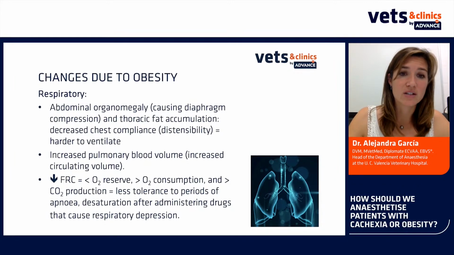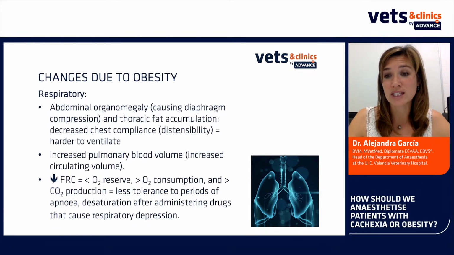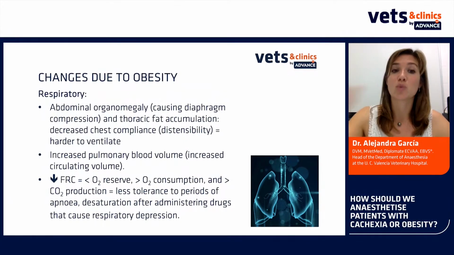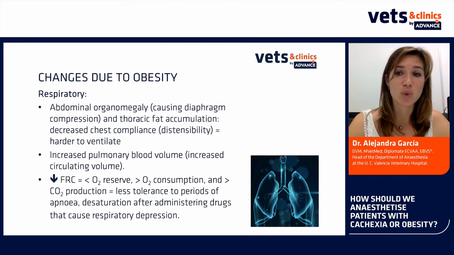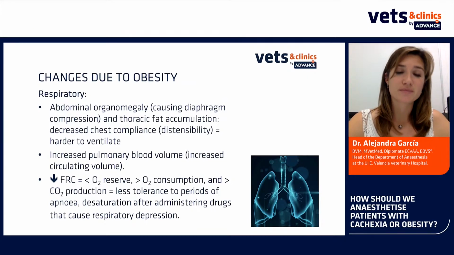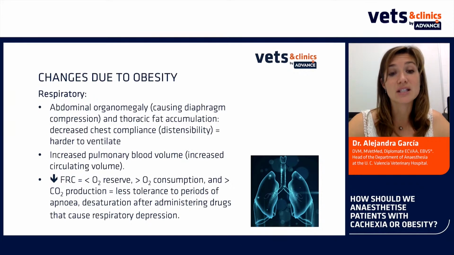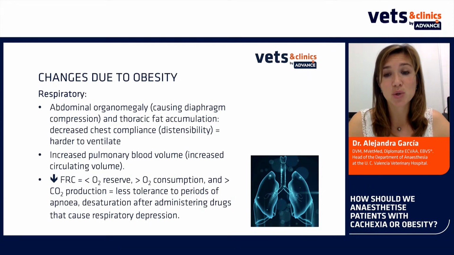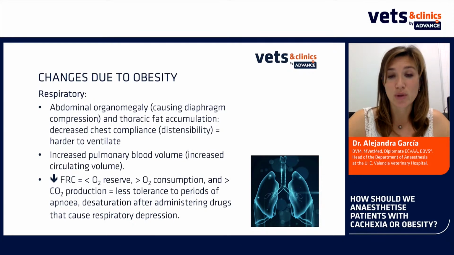There will also be increased pulmonary blood volume because we have seen that we need higher cardiac output. If we need higher cardiac output, this cardiac output will also go to the pulmonary blood flow because we have increased circulating volume to be able to perfuse all the tissues. All these changes will make a decrease in the functional residual capacity of the lungs. That will be basically decreasing the oxygen reserve of the patient, and we will have an increased oxygen consumption to be able to perfuse all these tissues, and an increased CO2 production.